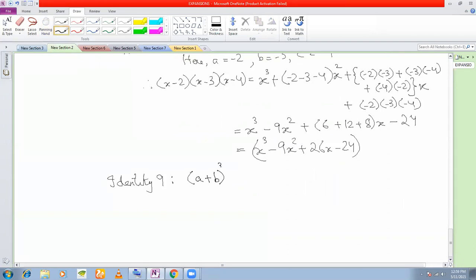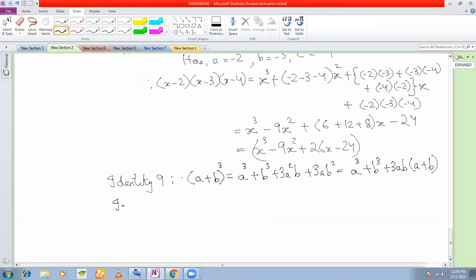Identity number 9 was (a plus b) whole cube is equal to a cube plus b cube plus thrice a square b plus thrice ab square. And I told you to remember only the second form. Mostly you will apply the second form. The second form is more useful. That is this one that I am writing here: a cube plus b cube plus thrice ab into (a plus b). This is the more useful form.